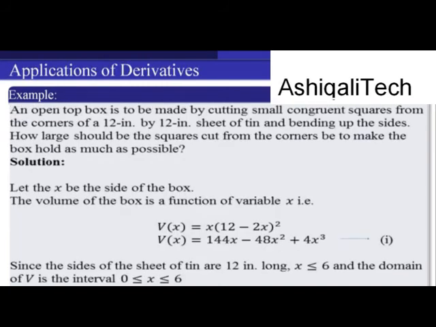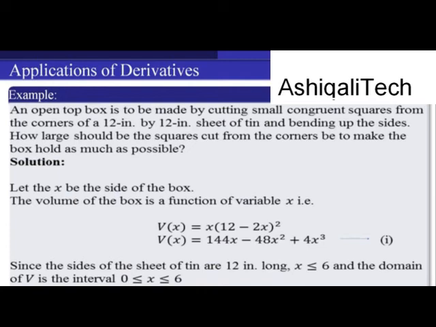An open top box is to be made by cutting small congruent squares from the corners of a 12-inch by 12-inch sheet of tin and bending up the sides. How large should the squares cut from the corners be to make the box hold as much as possible? Dear students, here we are searching for the maximum volume, because if the volume is maximum, then it will hold as much as possible. Okay, let x be the side of the cut square.